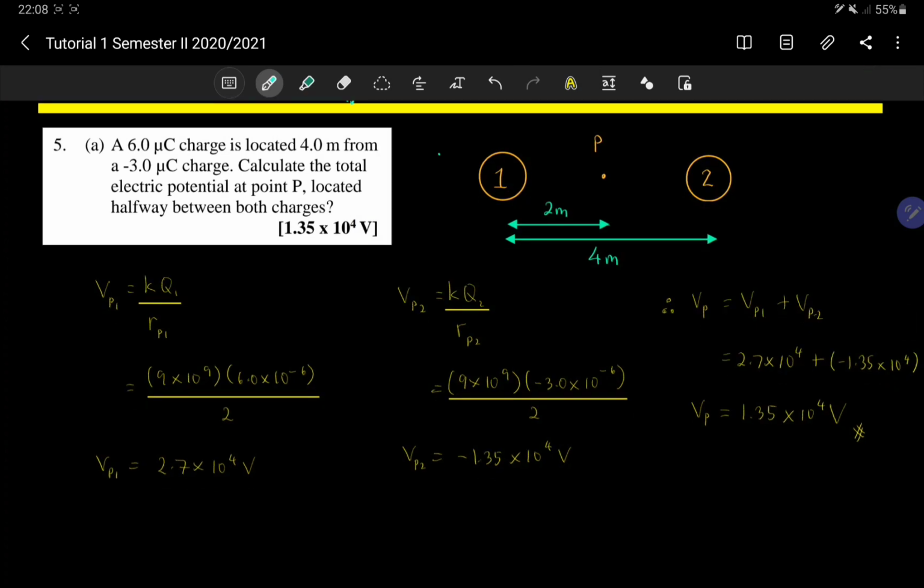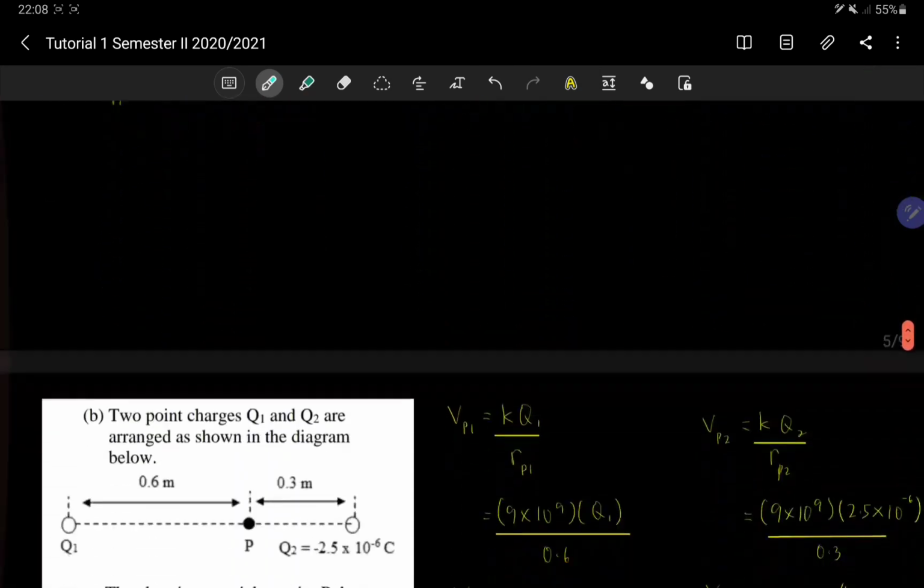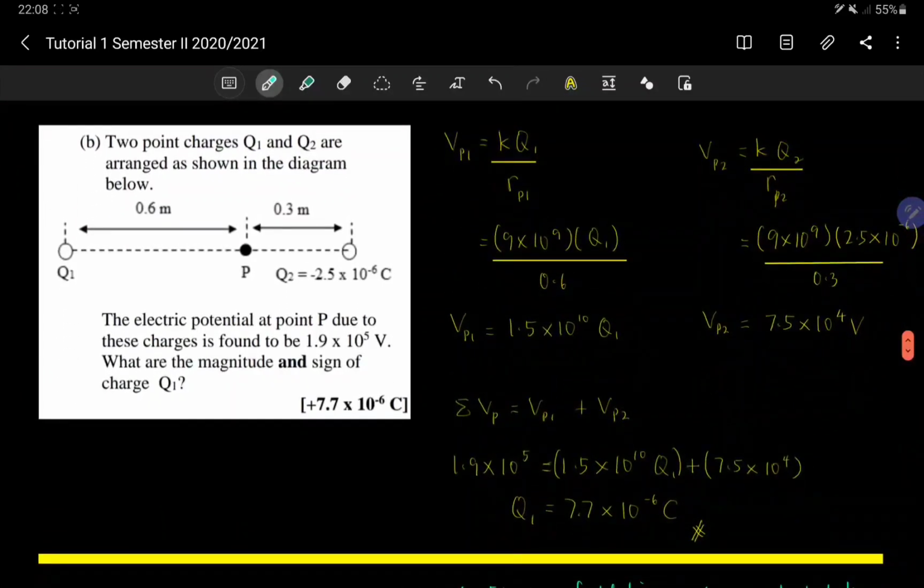Okay, next, question number 5B. Where is it? Okay, this is the question. Alright, so what do we have now? Two point charges, Q1 and Q2, are arranged as shown in the diagram below. This is Q1 and this is Q2. Between Q1 and Q2, there is a point P, and the separation between point P and Q1 is 0.6 meters, while the separation between P and Q2 equals 0.3 meters.